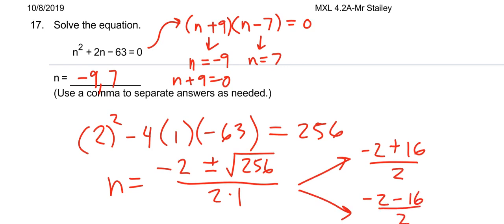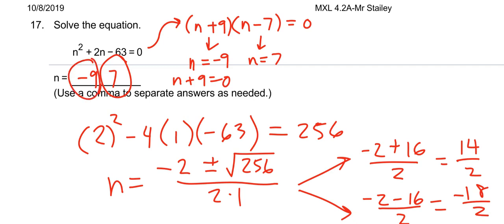What is negative 2 plus 16? So we've got positive 14. And what is 14 divided by 2? 7. And then the other one would be negative 18 over 2, negative 9. So I don't care whether you use the quadratic formula or factoring. Now, I will say this.